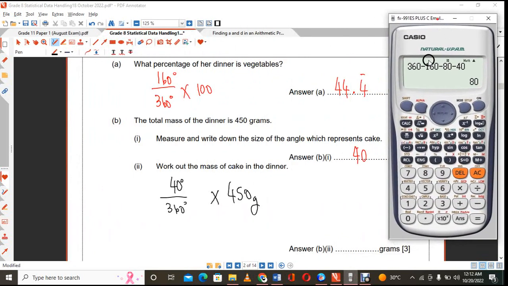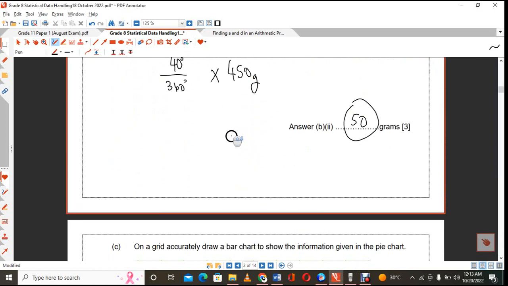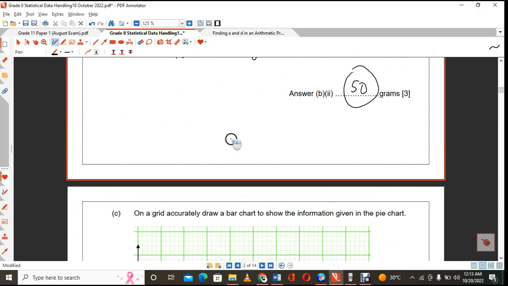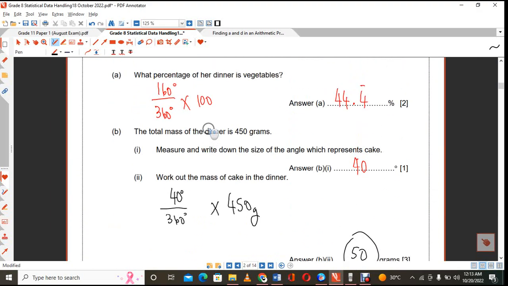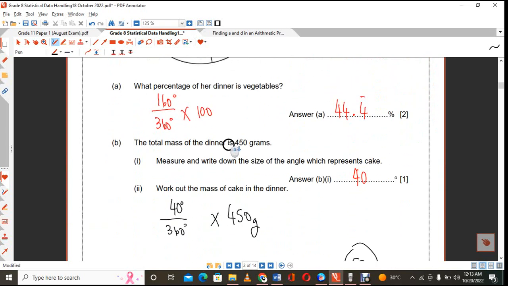Okay, let's see. The person has a sweet tooth, so that's going to be 40 over 360. You multiply that by 450 grams. Let's just go back and see. I did not put times 450 grams, and it's 50 grams. 40 over 360 times 450. So that gives me 50 grams over there. Okay, right. So the next question, of course, they didn't ask me that, but that's what I would have done if they were asking me to find the angle sector for fruit.